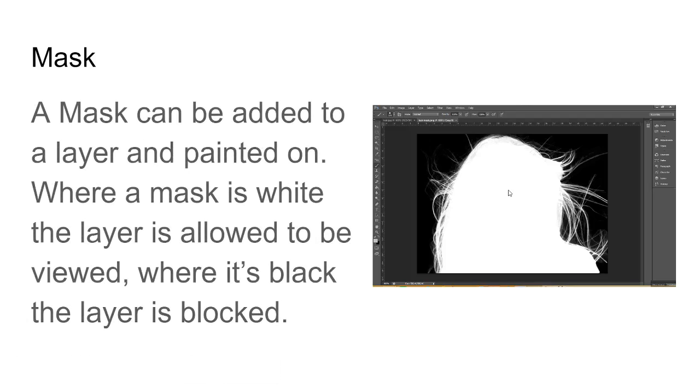A mask is something that can be added to a layer. You can paint on it. Where a mask is white, the layer is allowed to be viewed. Where a mask is black, the layer is blocked. And you can also use different shades of gray for transparency. So if you use 50% gray, then 50% of the layer is allowed to be seen.